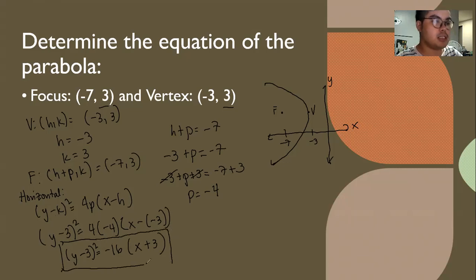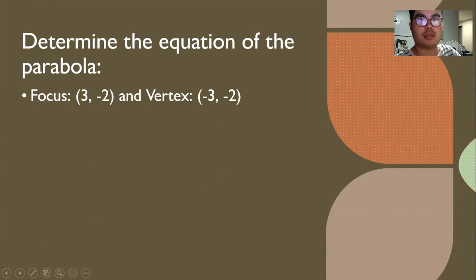Here is the equation of the parabola given its focus and vertex. Okay, so why is it horizontal? Because the value of y in the focus and the value of y in the vertex are the same. So it's horizontal. Okay, we're going to move to the next item or next question.